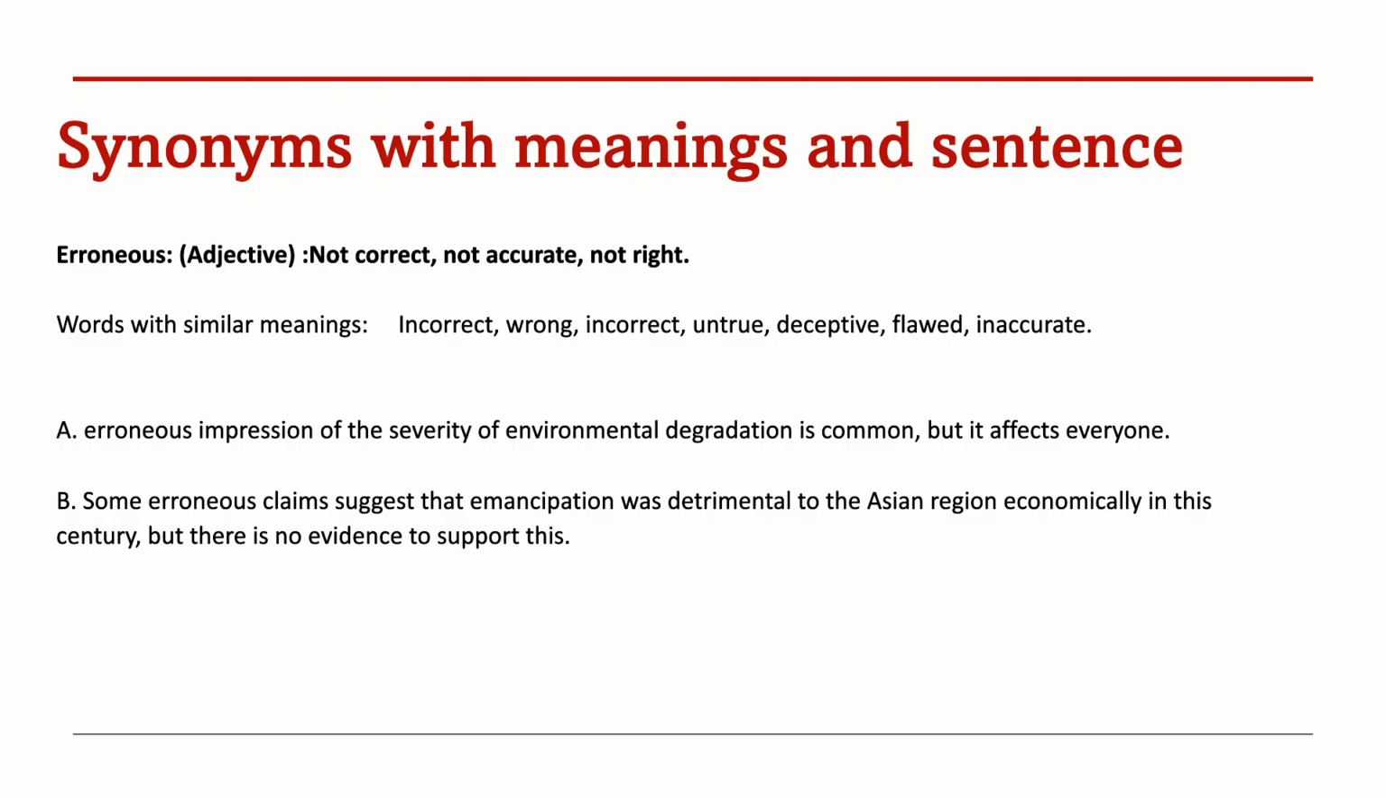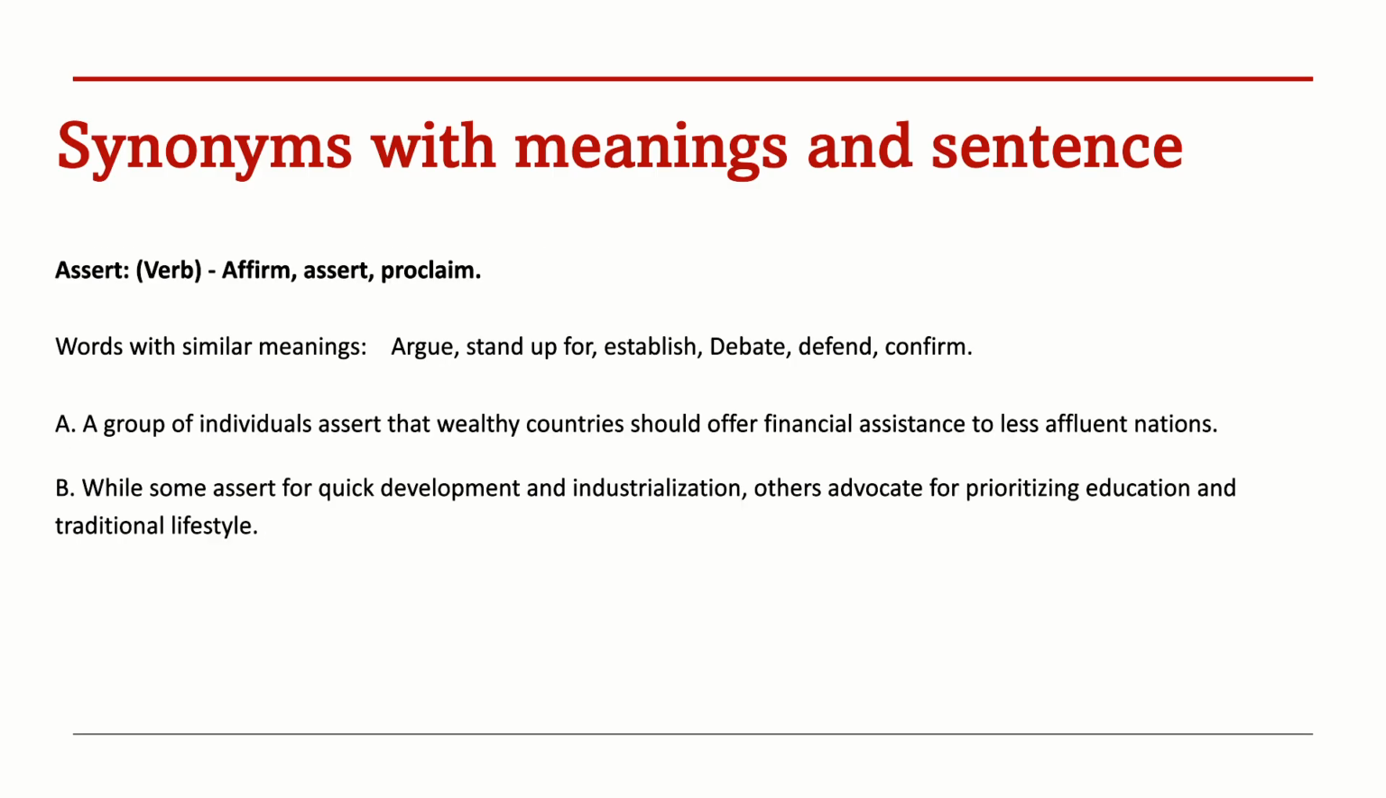Incorrect, wrong, untrue, deceptive, flawed, inaccurate would be the synonyms. An erroneous impression of the severity of environmental degradation is common, but it affects everyone. Some erroneous claims suggest that emancipation was detrimental to the Asian region economically in this century, but there is no evidence to support this. So, erroneous is like some inaccurate claims or an inaccurate or incorrect impression, is where you can use erroneous.